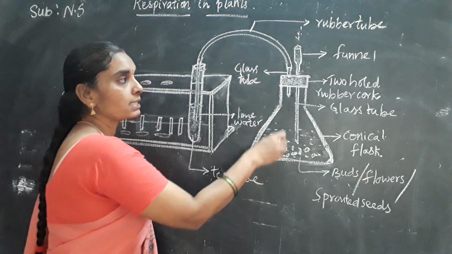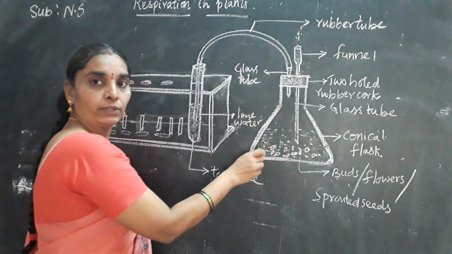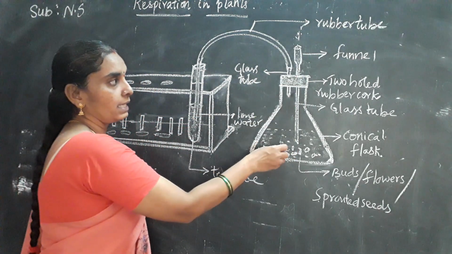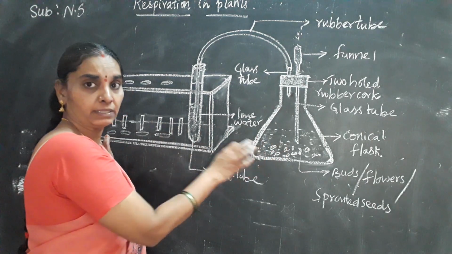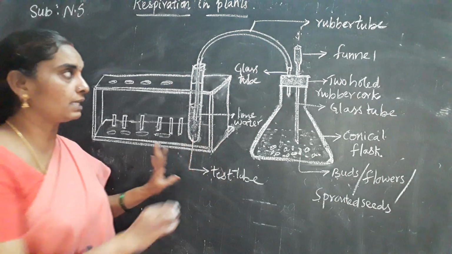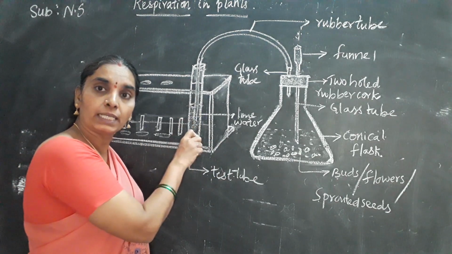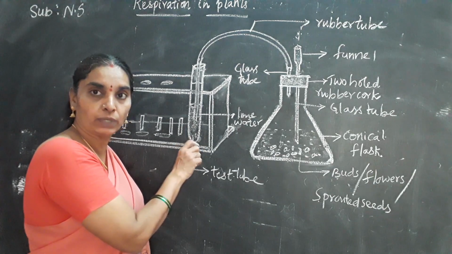Next, when you add seeds or buds or flowers, sprouted seeds, buds or flowers, you take in the conical flask, then add water drop by drop. Then after a few hours, with the apparatus set in this manner itself, observe the change in the color of the lime water. Lime water turns milky white after a few hours.